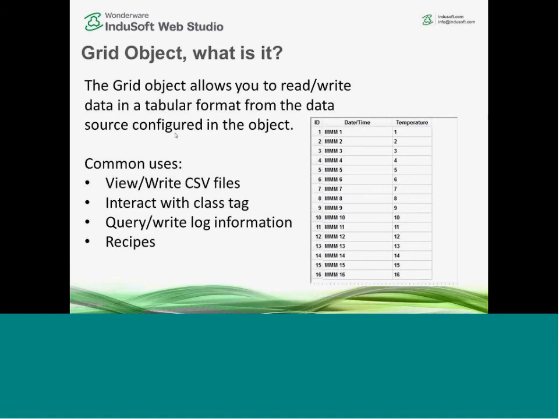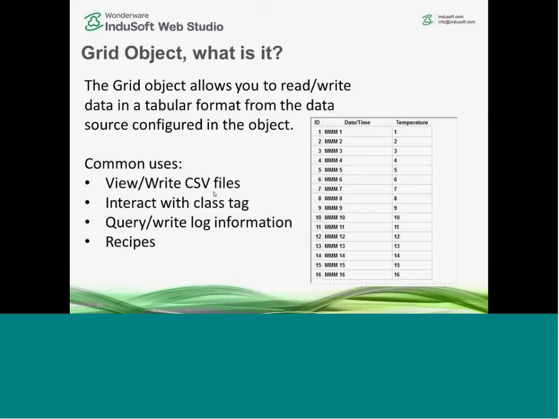And there are 3 different types of data sources. It's either text, a class tag, and if you're not familiar with what a class tag is, it's kind of a structure, and database. And some common uses, you can use this to view and or write to CSV files, which I'm going to give you an example for.